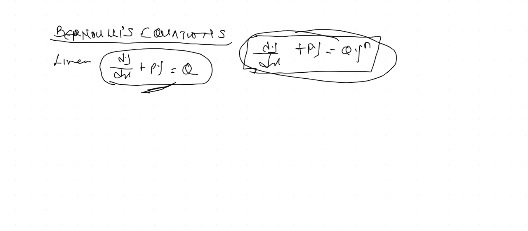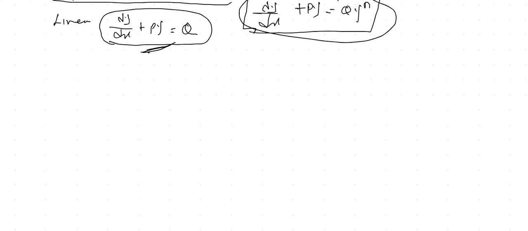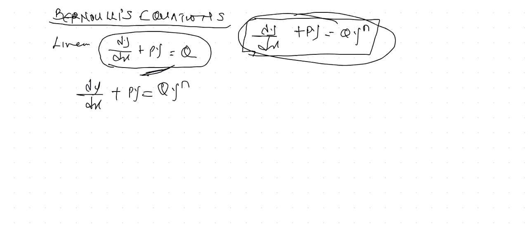Now, if you have dy/dx plus py equals q y raised to the power of n, the aim is to make this equation look like the linear equation. So how do we do that? The first thing we are going to do is divide by y raised to the power of n.